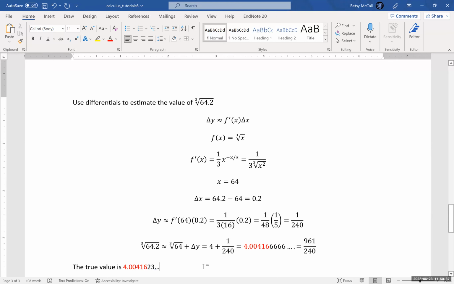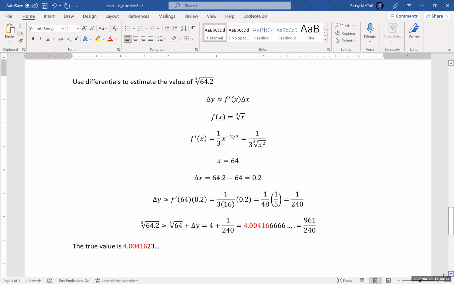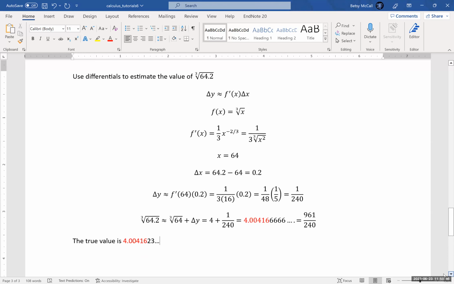So don't be surprised if you're being asked to estimate differentials, if you're being asked to carry a lot of decimal places in your expression, because sometimes if you're not going very far away and the rate of change is not very, very fast, you may find that you have to carry out quite a number of decimal places for the linear approximation to deviate from the true value. Because the differences are quite small, and that's why the value of the linear approximation is so good.